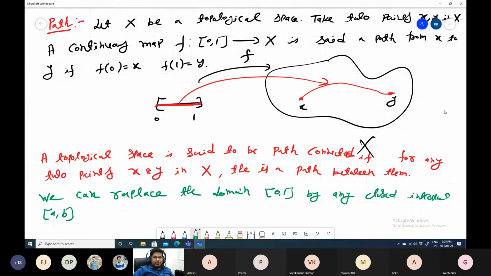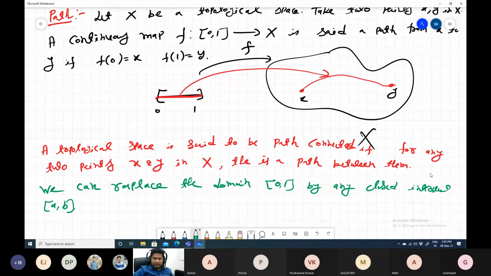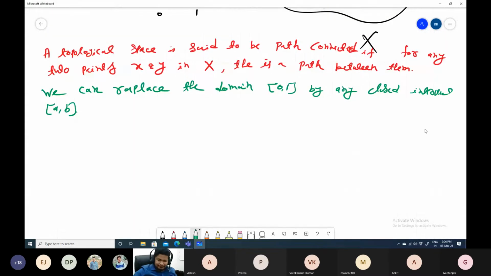Now another result is, okay. I wanted to ask, but I forgot. Okay, I forgot what I wanted to ask. Okay, right. So this is done. So this is the definition of path connected. Okay.